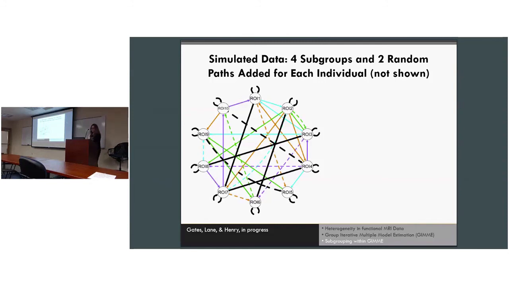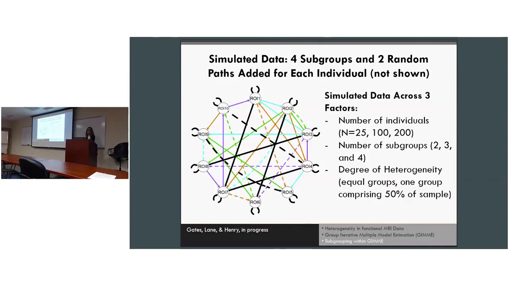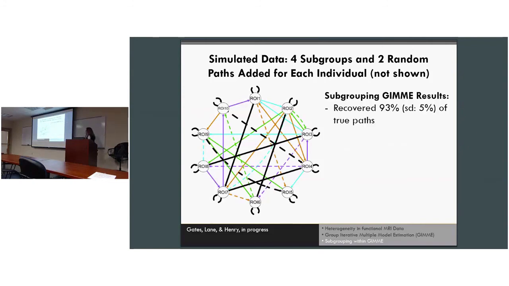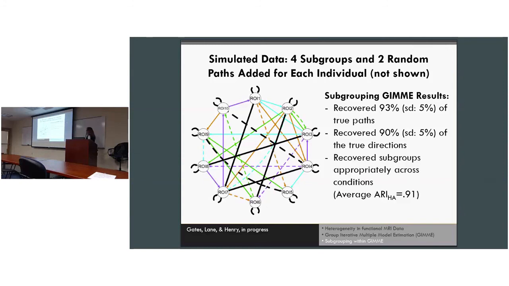So we simulated this, going back to our simulated data that we showed before. Again, we had three different factors: number of individuals, number of subgroups, and degree of heterogeneity. So when we did the subgroup GIMME results, we recovered 93%, which is an improvement from before where we had 92. And then here we had better recovery of direction by doing a subgroup. So our initial kind of probe into this is that we do actually get better recovery when we have subgrouping level paths added, and when we do the subgrouping in the model selection procedure.